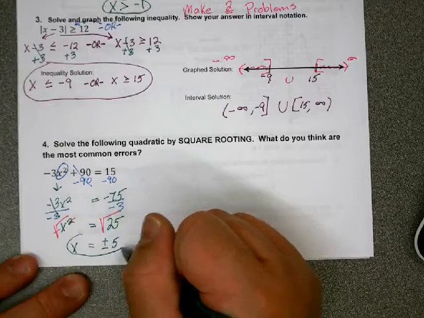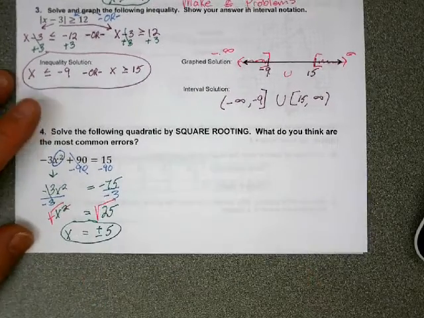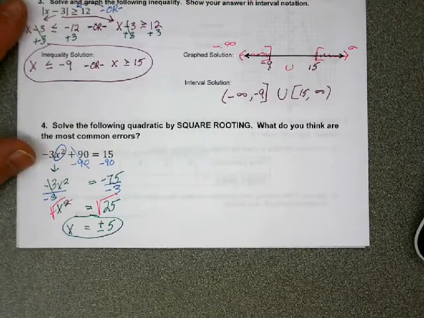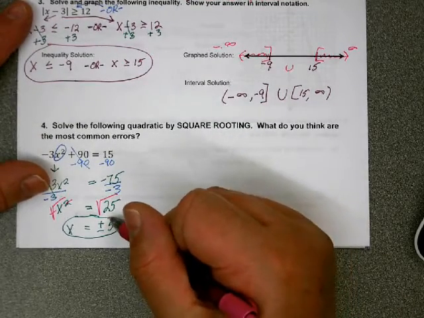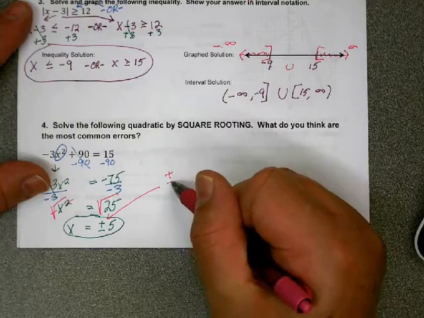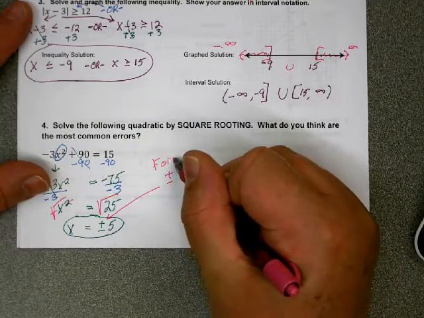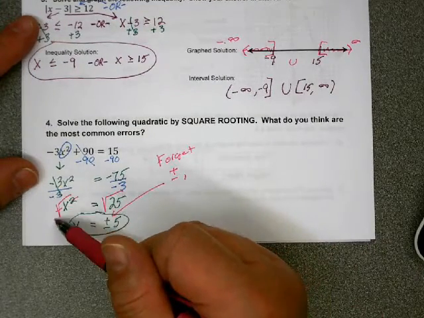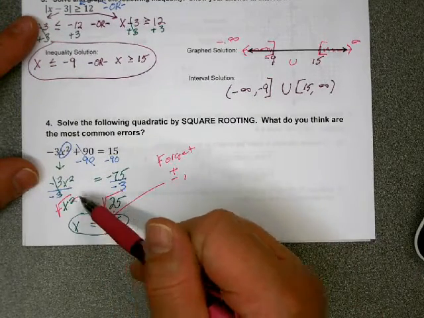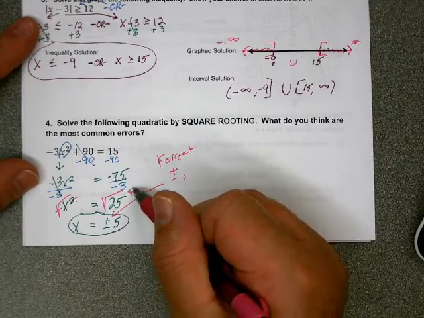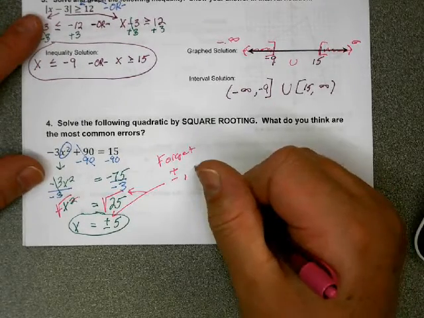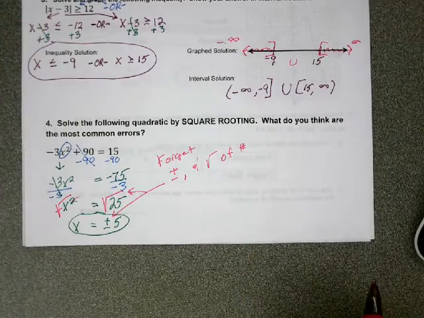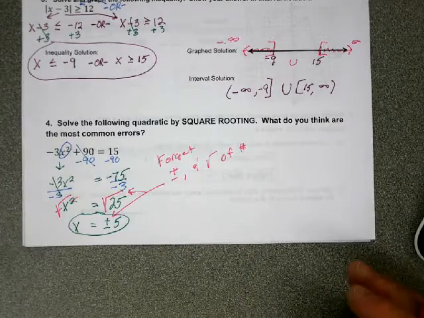Now, I will take several answers for this one. The most common error students make? Yeah, definitely the plus or minus sign. Forget plus or minus sign. There's another common mistake. Students will take the square root of the x, but forget the square root of the number. That's another common mistake. So if you say either one of those, I'll take it. Okay?